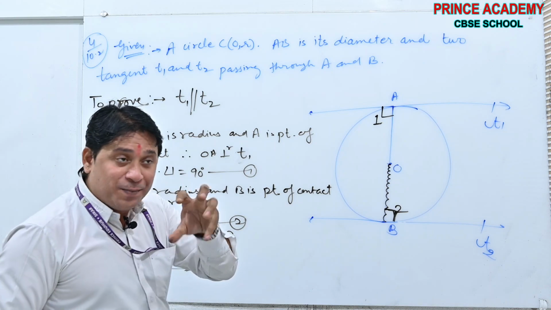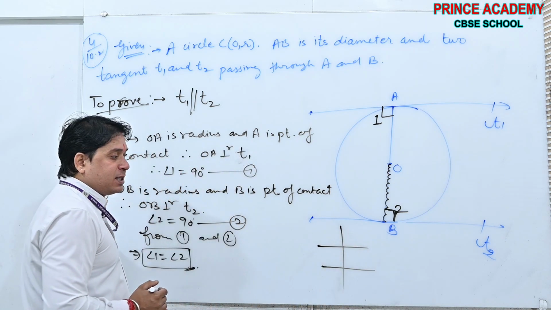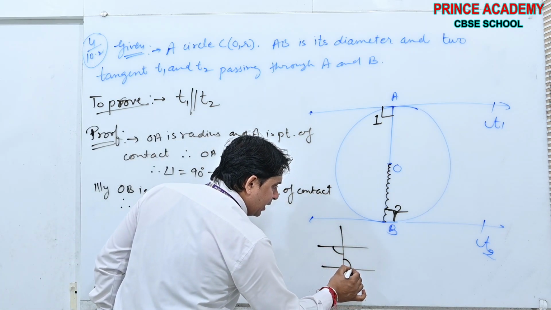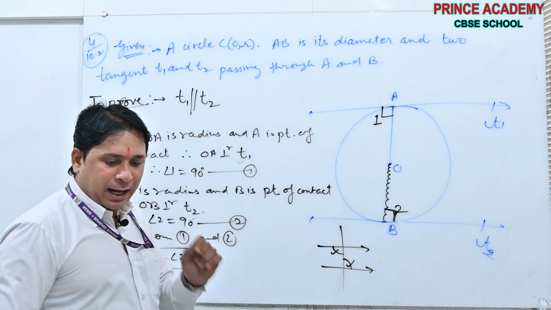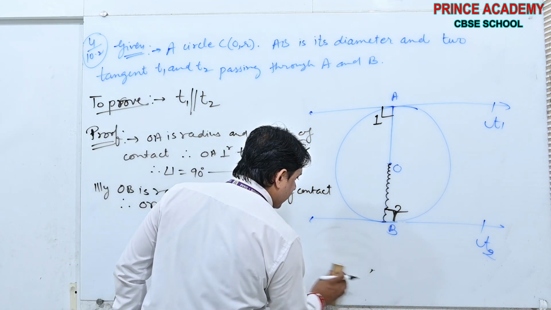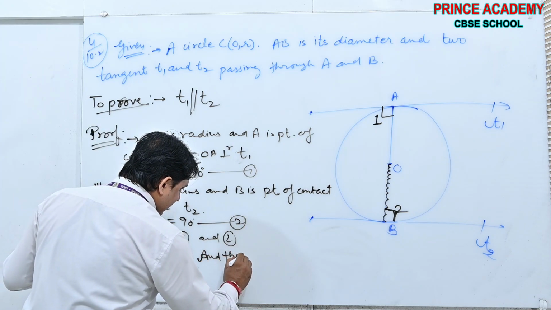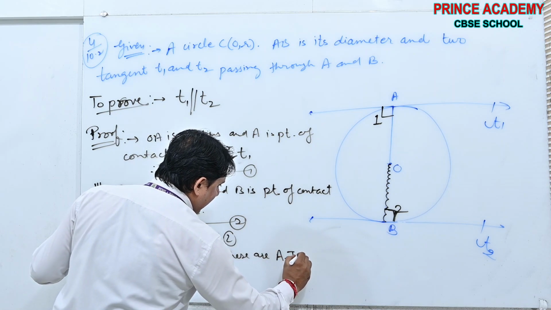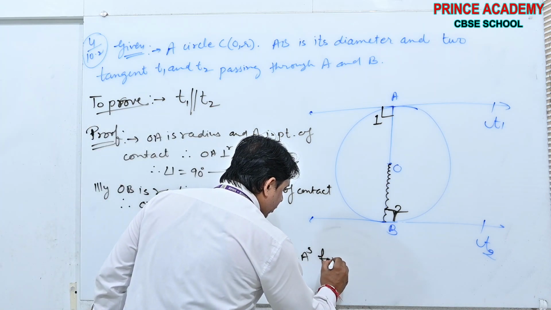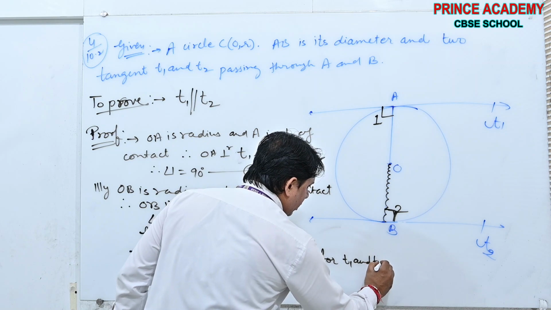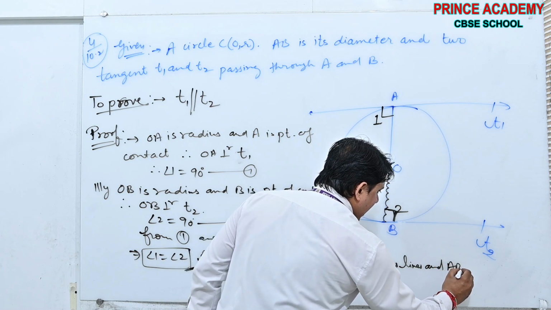Now try to observe beta. Two lines are like this. One transversal is like this. These two angles are equal. It means these lines are parallel. Okay. Now I am writing the reason here. And these are alternate interior angles. Alternate interior angles for which lines? For T1 and T2 as lines and AB as the transversal.